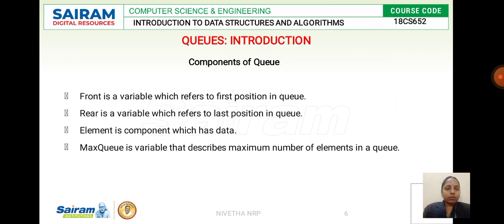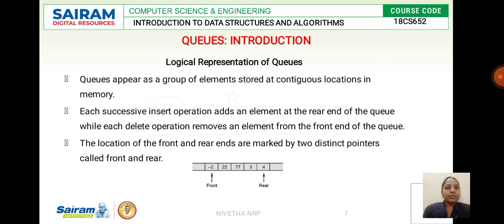So we'll see the components of queue. We have front end and the rear end. Front end is for deletion operation, rear end is for the insertion operation, and we have element. Either it is an insertion or a deletion, we have an element, and maximum queue is the size of the array where we implement a queue in the array based implementation. These are all the components we have in a queue.